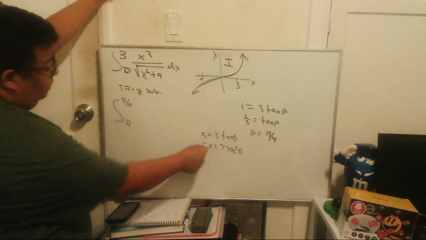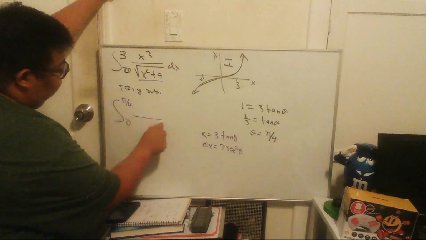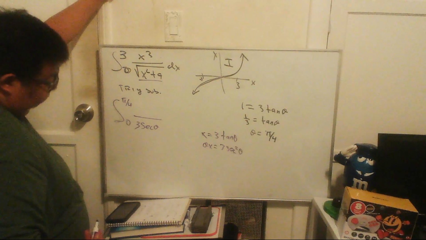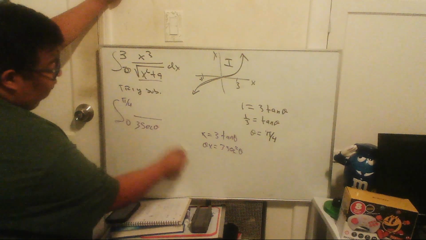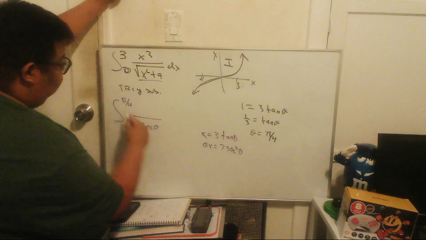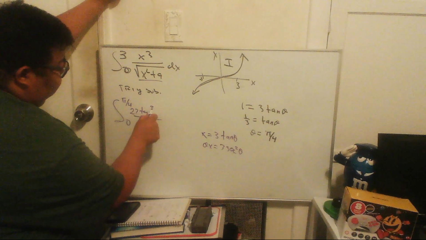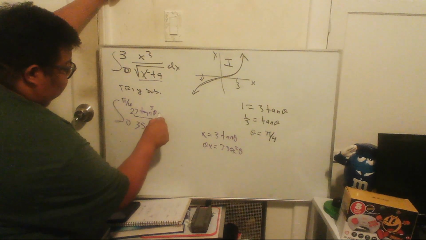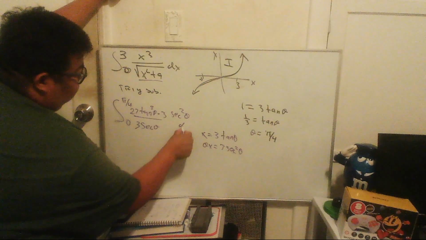Okay, so knowing this information, I can just plug in, and remember that this square root is gonna become secant theta multiplied by 3. Now x cubed is equal to 3 tangent theta cubed. So I'm gonna put 27 tangent cube theta, and then dx is this here, so that would be times 3 secant square theta, and all of this is d theta.